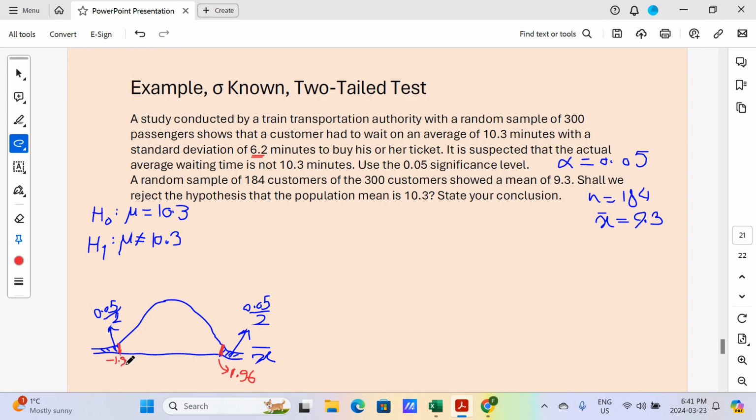Okay, minus 1.96 is on the left side. We have two cutoffs. So now we have identified the rejection region.